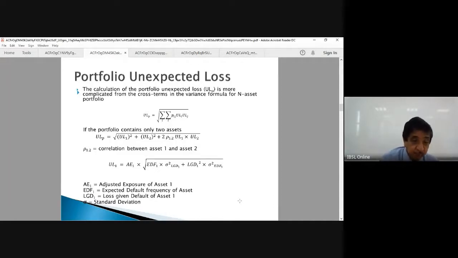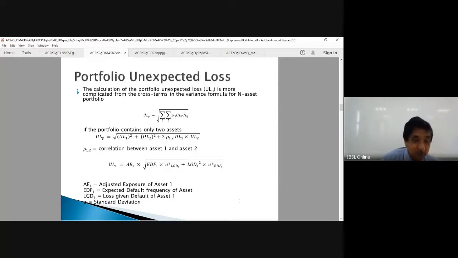But we need to see, in order to calculate the portfolio unexpected loss, you need to find the correlation coefficient between each asset. Say, for example, if you have 4 assets, A, B, C, D, you need to check the correlation between A and B, B and C, C and D, A and C, and A and D. So all these things have to be taken into consideration.